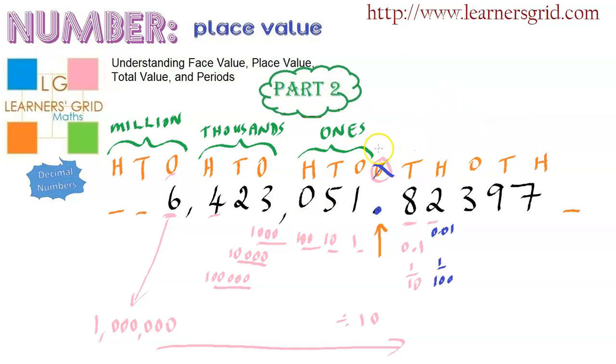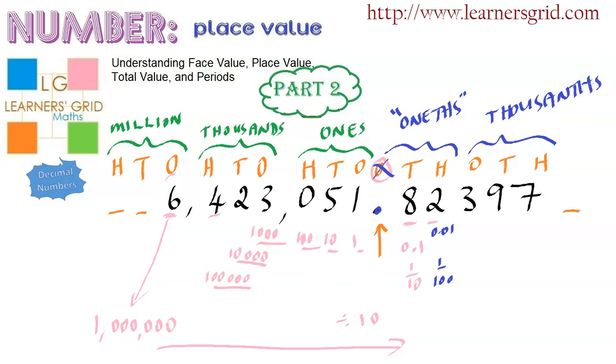you can just consider it like this. So this can be the oneths. There is no such thing as oneths, by the way, but you can consider it the oneths. And what comes after the oneths? Thousandths. And there are thousandths. So this is the thousandths period. And that helps us say these numbers. So this is 823 thousandths, and 97 hundred-thousandths.